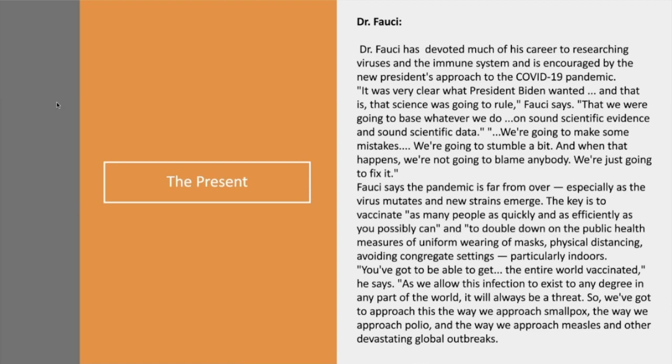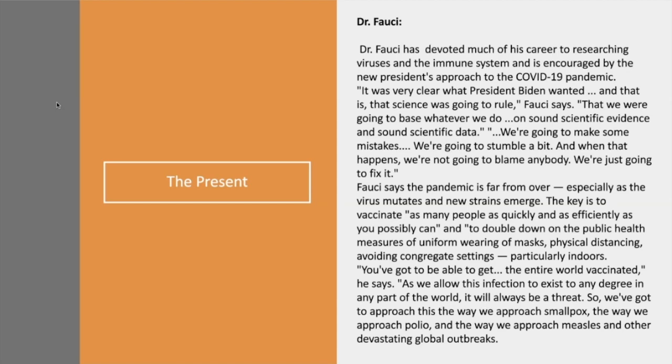Fauci goes on to say that we were going to base whatever we do on sound scientific evidence and sound scientific data. Continuing on to say that we were going to make some mistakes, we're going to stumble a bit, and when that happens, we're not going to blame anybody, we're just going to fix it. Fauci mentions that the pandemic is far from over, especially as the virus mutates and new strains emerge.